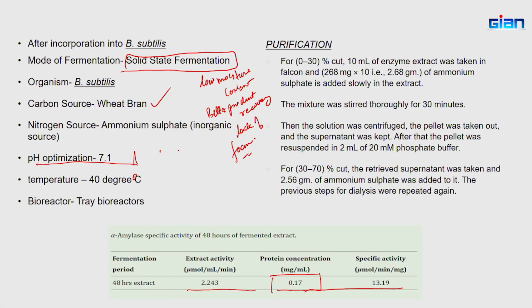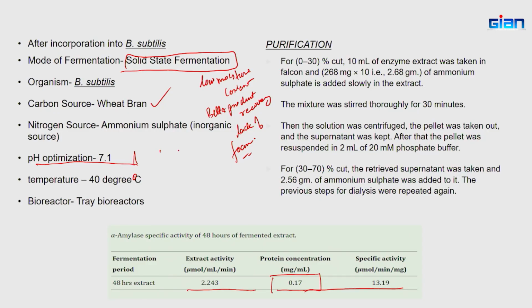Okay, why solid state fermentation? It will lead to low cost because downstream processing is a little bit easier. Low moisture content we can maintain, whereas submerged will have high moisture content.